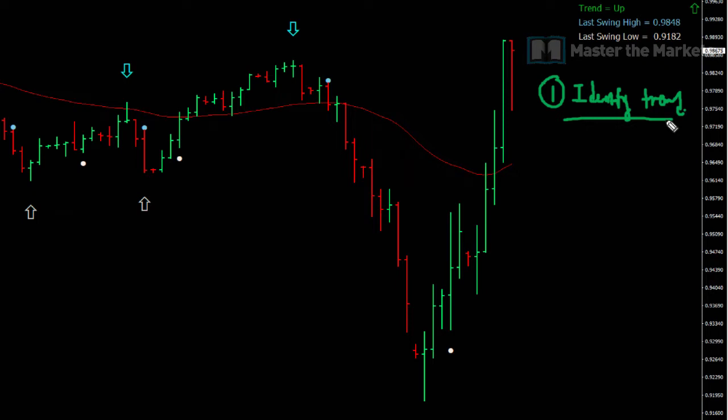Now, how do I identify the trend? First of all, as most of you intermediate seasoned traders would know, we would either identify an uptrend with higher highs, higher lows, or a downtrend with lower lows and lower highs. As you can see, this is getting lower and lower, and this one is getting higher and higher.